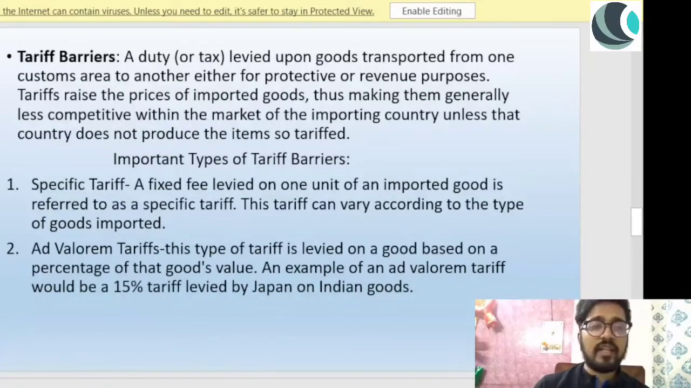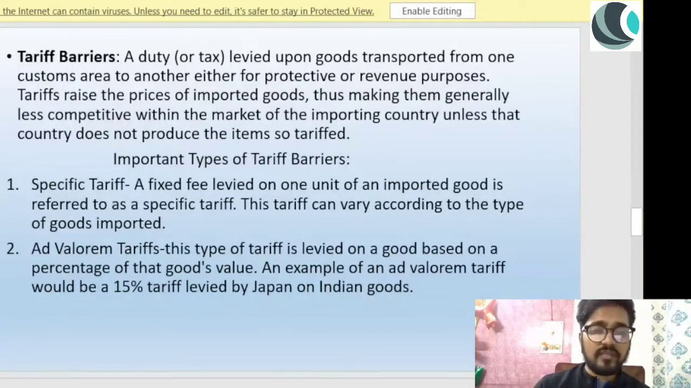Next up is specific tariff. We're talking about now the types of tariff barriers. So the first one is specific tariff. A specific, as the word means, there will be a fixed fee, right? A fixed fee levied on one unit of an imported good is referred to as specific tariff. This tariff can vary according to the types of good imported, right? So if you are importing, let's say a shoe, then there would be a specific tariff for a shoe. But let's say if you're importing a car, there would be a specific tariff for importing a car. So the tariff will vary.